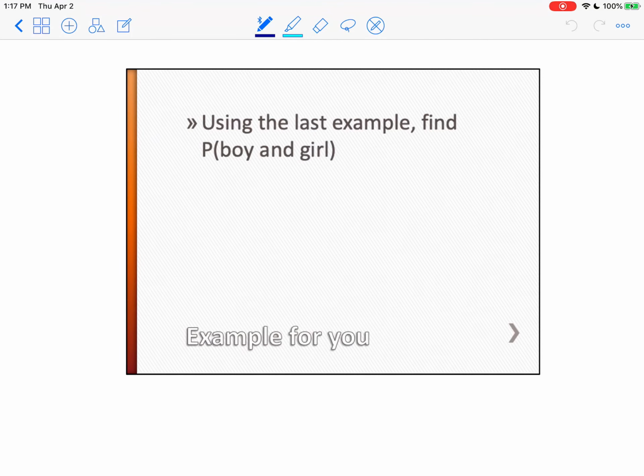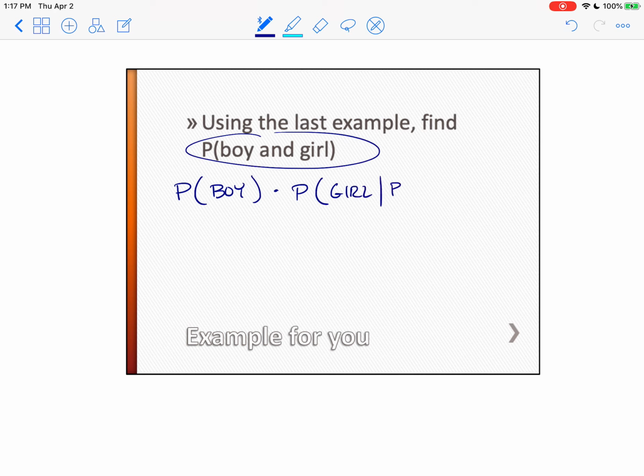So using the same example again, 3 girls, 2 boys volunteering, what is the probability that I pick a boy's name out and then a girl's name out? So we want to know the probability that I pick a boy's name out and then a girl. So that's written right here. So this is equal to the probability of picking a boy times the probability of picking a girl, given that I picked a boy the first time.